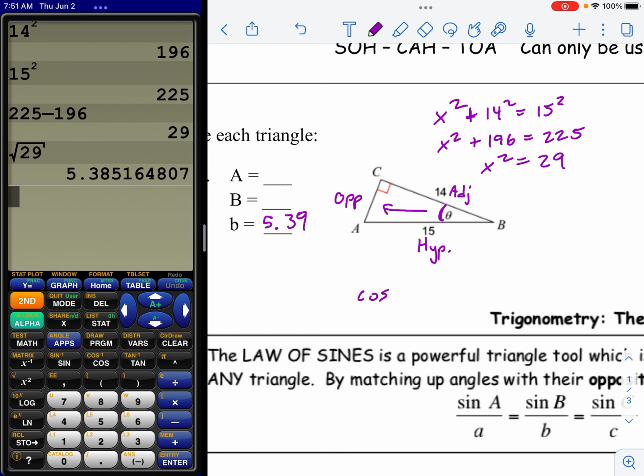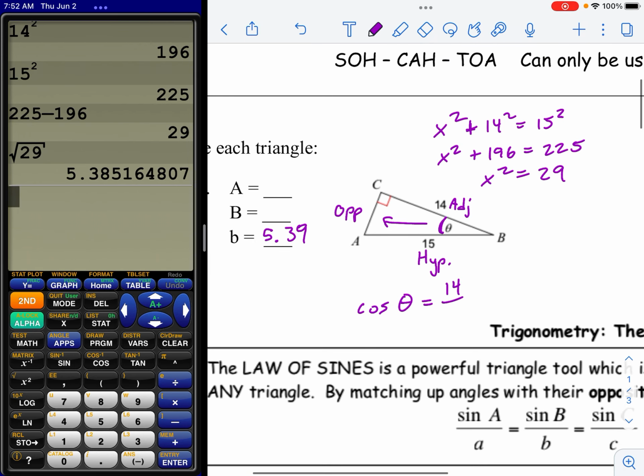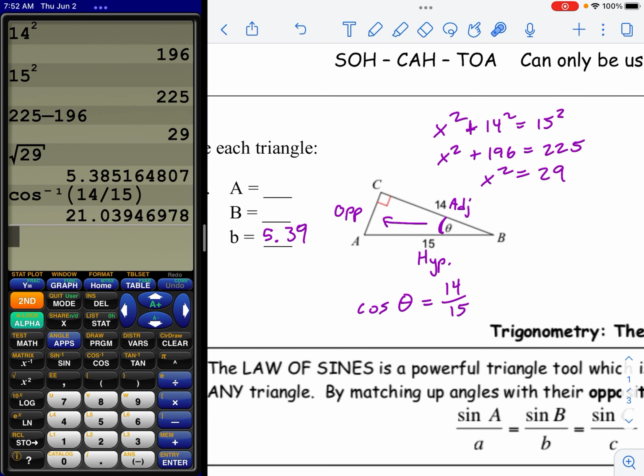So the cosine of that angle is A over H, 14 over 15. And at this point, you have to recall that when you don't know the angle, you do the inverse button on your calculator. So inverse cosine, you hit second cosine, and then you can just type 14 over 15. Make sure your calculator is on degrees. You do that by hitting the mode button. So that would be angle B, 21.03 degrees.